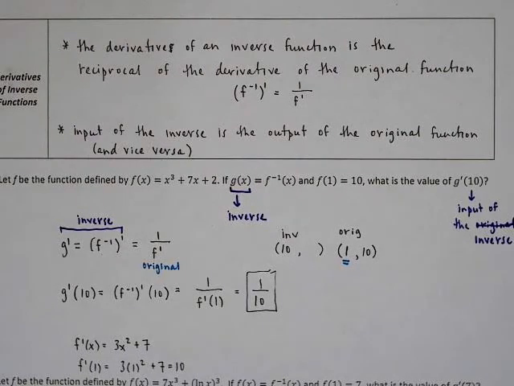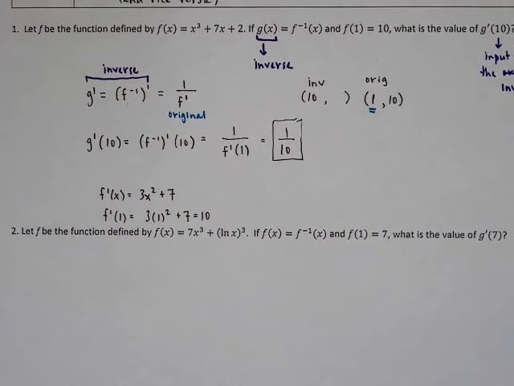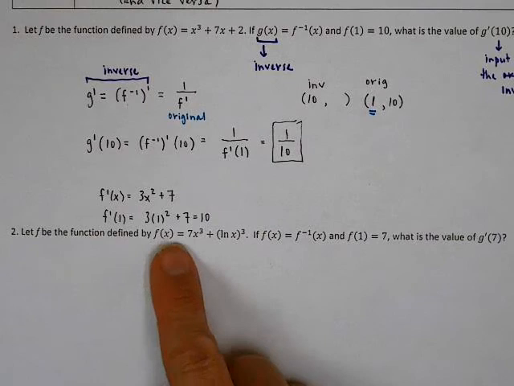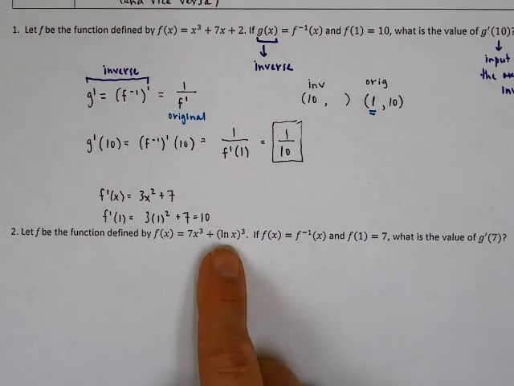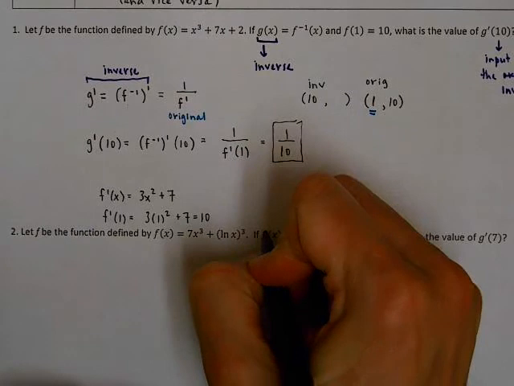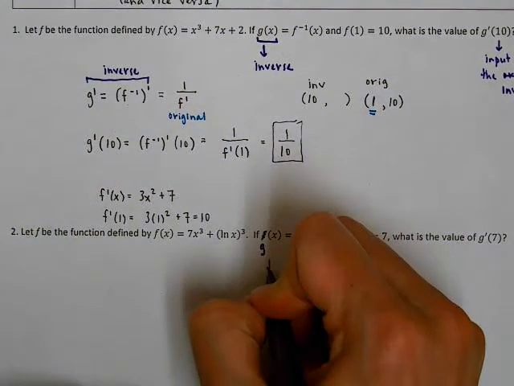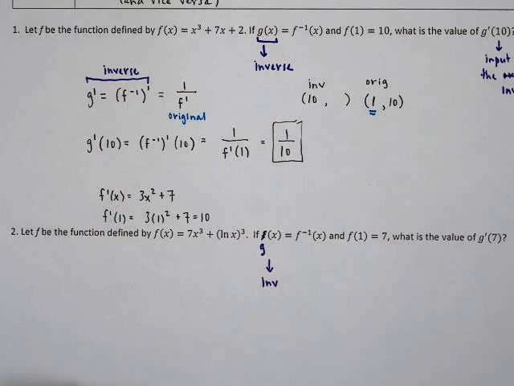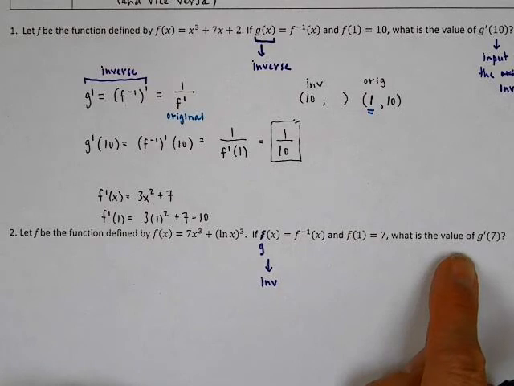All right, let's try another one. So very similar problem. I have a function defined here, f of x equals 7x cubed plus quantity natural log of x cubed. I know that actually this should be a g, so let's change this. g of x is the inverse. So again, here I'm seeing g is the inverse. And I know that f of 1 is equal to 7. They're asking me to find g prime of 7.